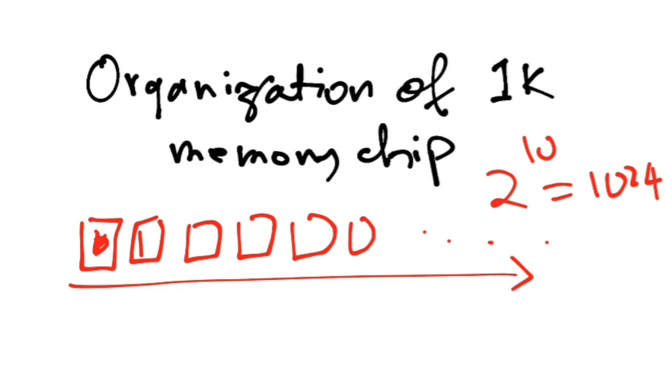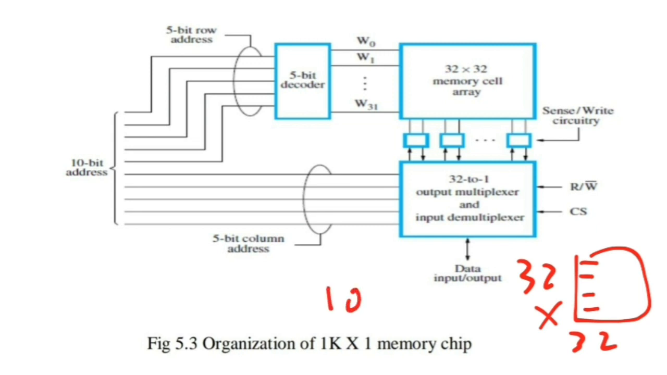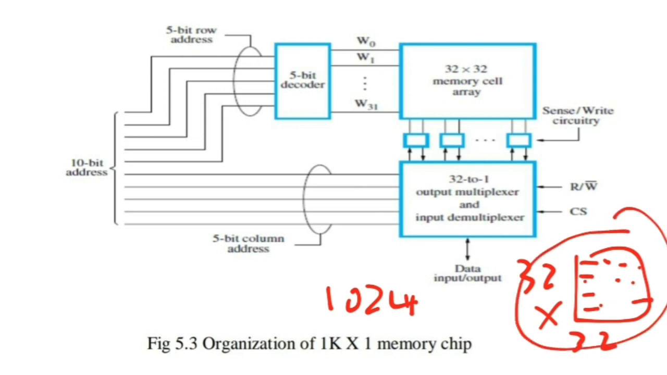So how is the organization made in the computer? Let's see. Instead of storing 1024 cells consecutively in one row, I can use 32 rows and 32 columns. If I use 32 rows and 32 columns, the total will be 32 into 32, which is 1024, right? 1024 cells will be stored in this fashion. That will take much smaller space than a single row.